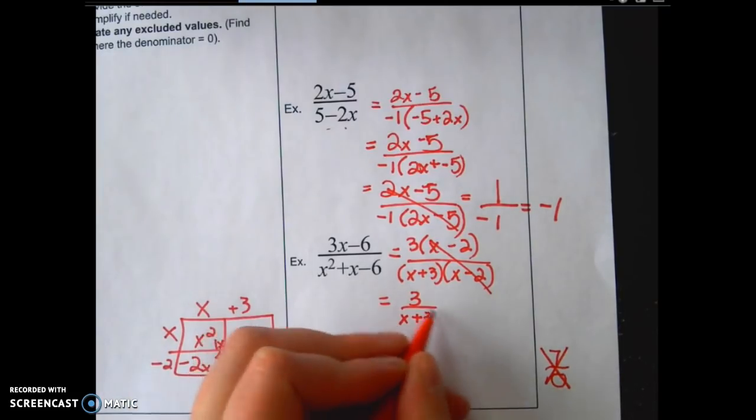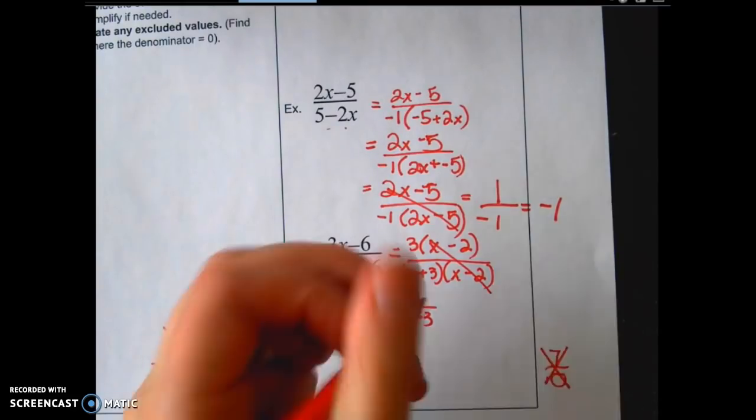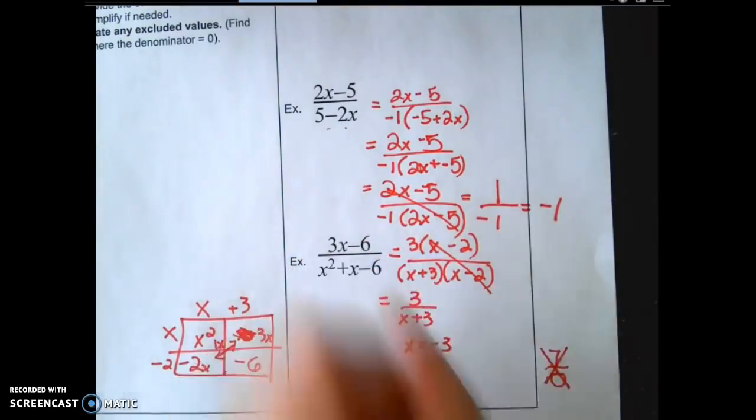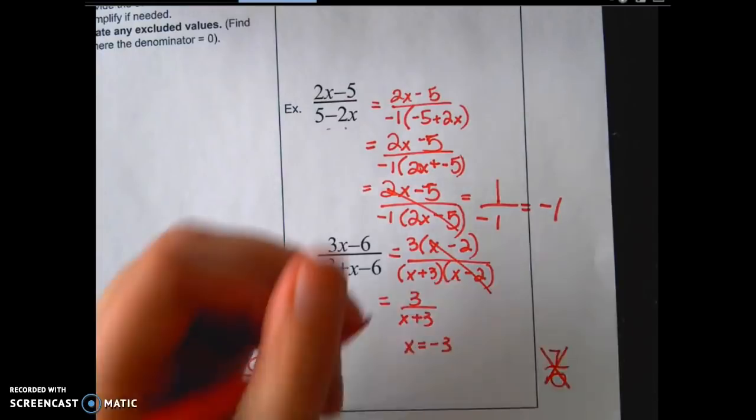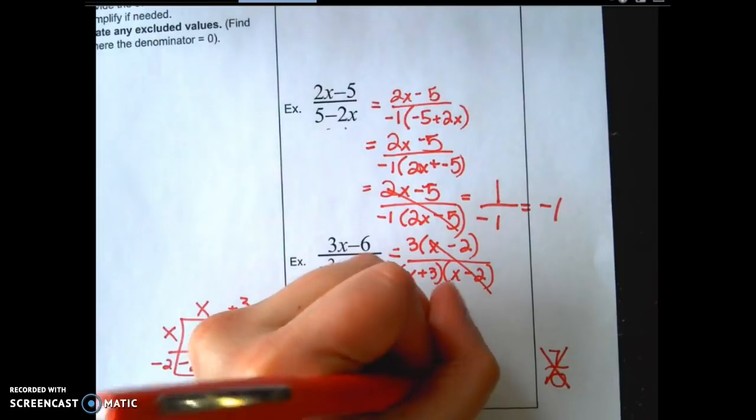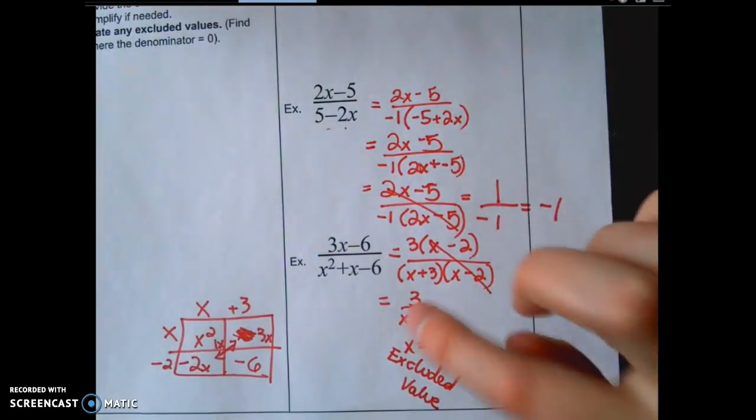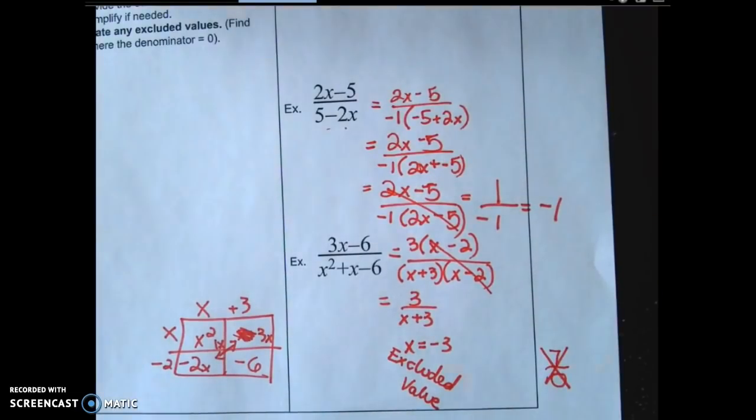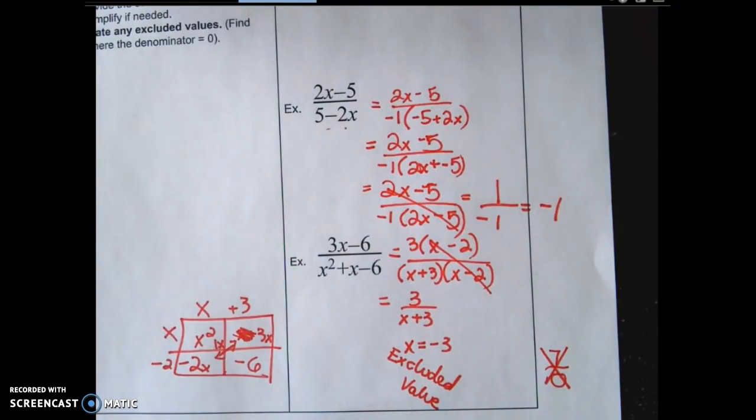And so we really don't want this to be equal to 0. Well, when is this bottom going to be equal to 0? If x is negative 3, that would mean negative 3 plus 3 equals 0, and that's when the bottom would be 0. So x equals negative 3 has to be an excluded value. And in a few weeks, we'll talk about what that looks like on a graph. So this is our simplified expression, and this is an excluded value from that expression, because if I were to plug in negative 3 for x, that would give me something divided by 0, and I just can't have that. Okay?